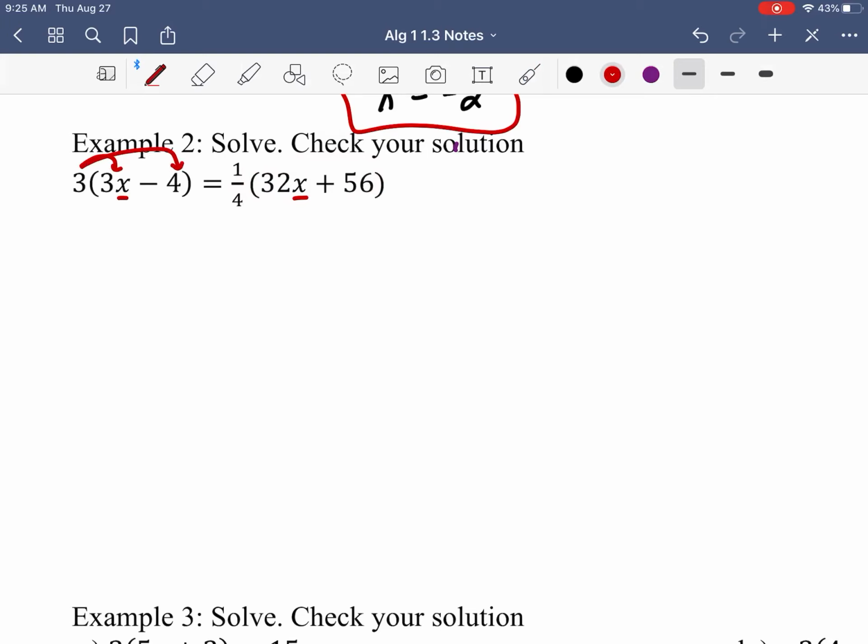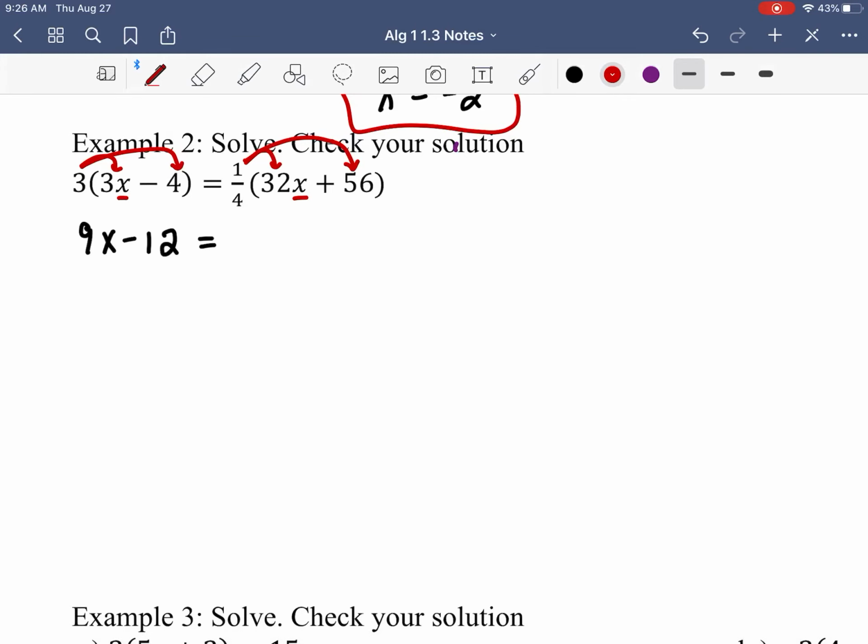I need to take the 3 and multiply it in here times both of those. So I'm going to take 3 times 3x, which is 9x, then take 3 times the negative 4, which is negative 12. That's going to equal. Now I'm going to do the same thing here. I'm going to distribute the 1/4 in.